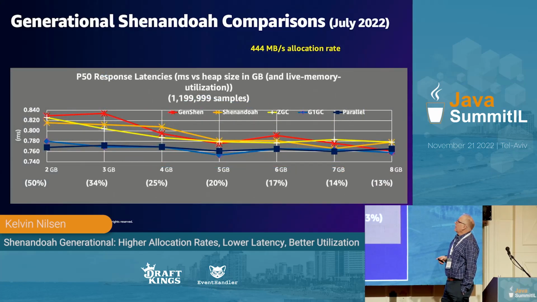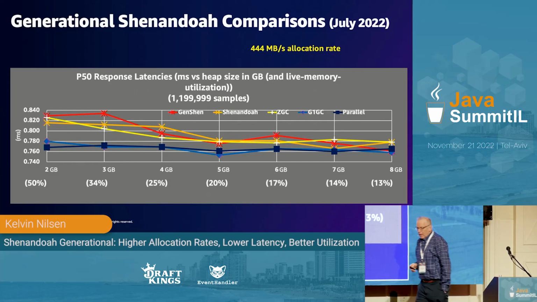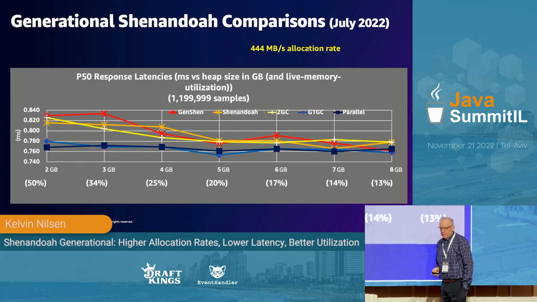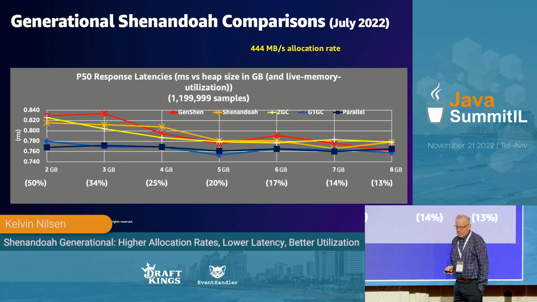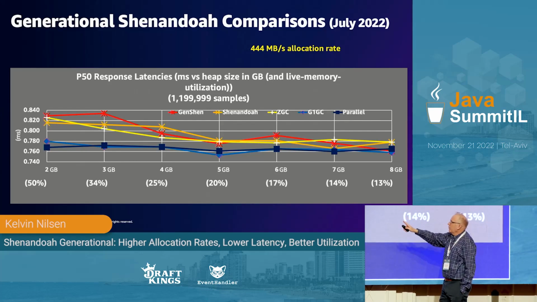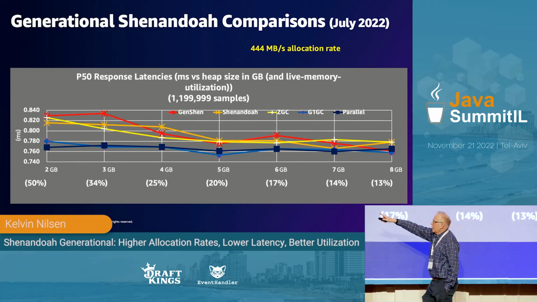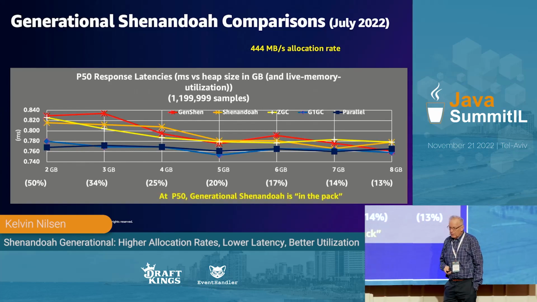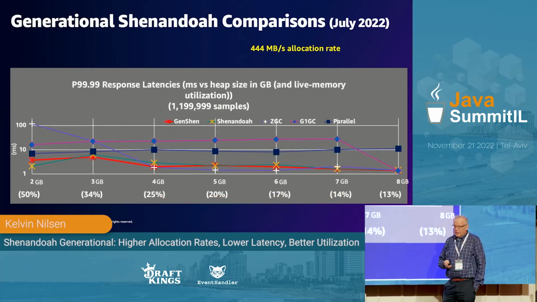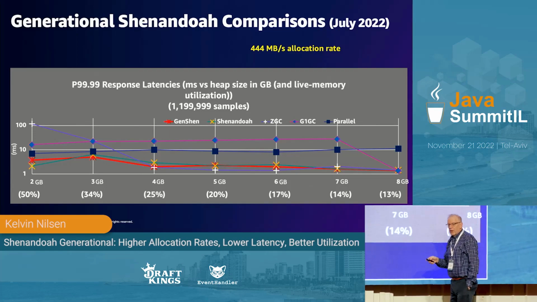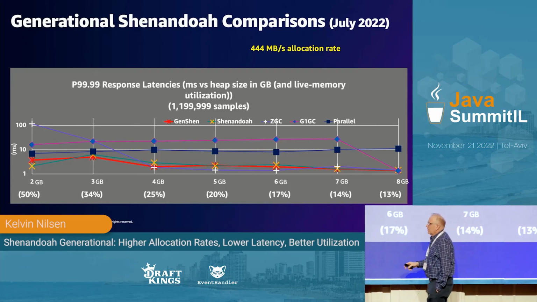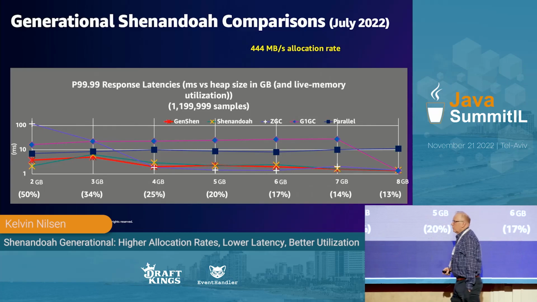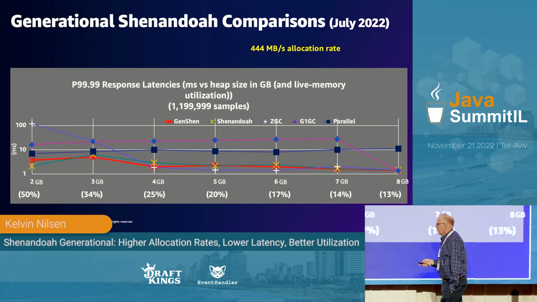I did another study a few months later, and here we're looking at a 444 megabyte per second allocation rate. And at P50, once again, generational Shenandoah, not so special, but close to the pack. And then as you move to higher latencies, higher percentiles, you see that generational Shenandoah begins to distinguish itself and show its strengths over other garbage collectors.